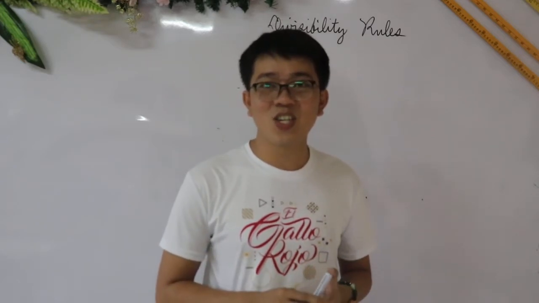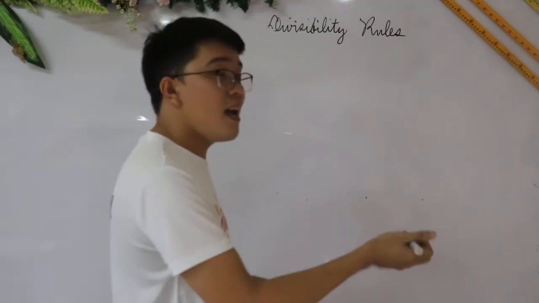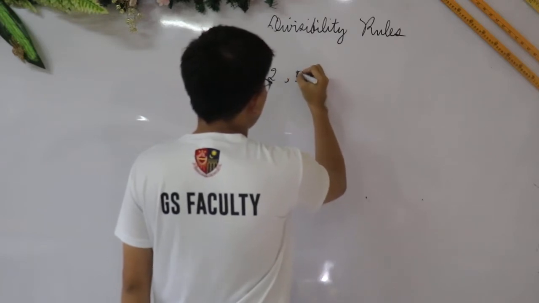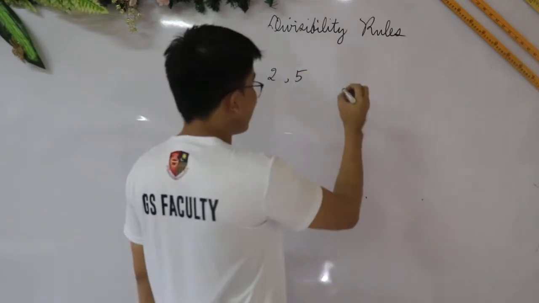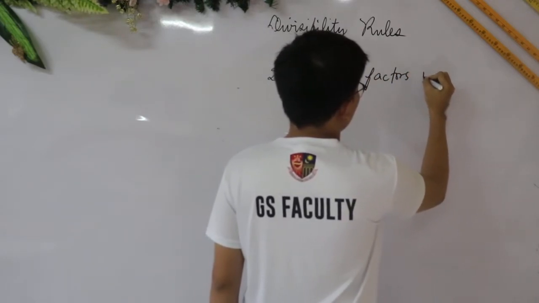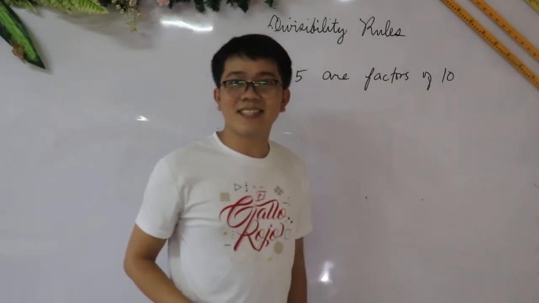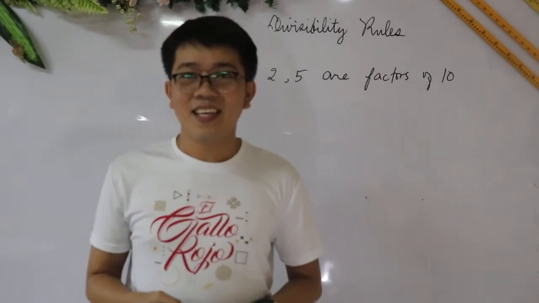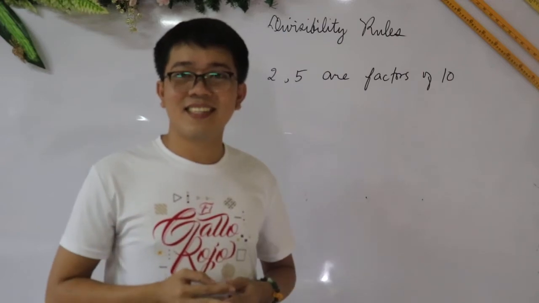Alright, thank you so much. The answer is yes, it is true. Because remember that 2 and 5 are just factors of 10. Isn't it? Try to multiply 2 times 5. Those two will give you 10.